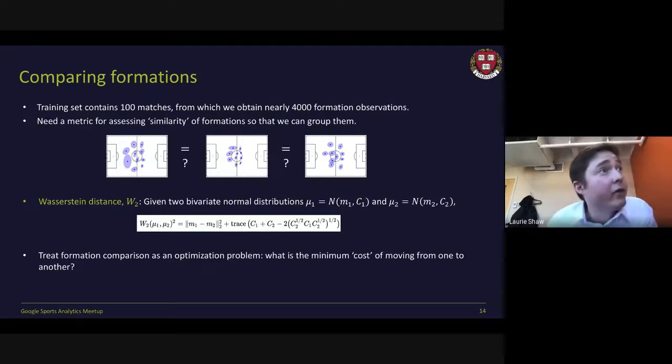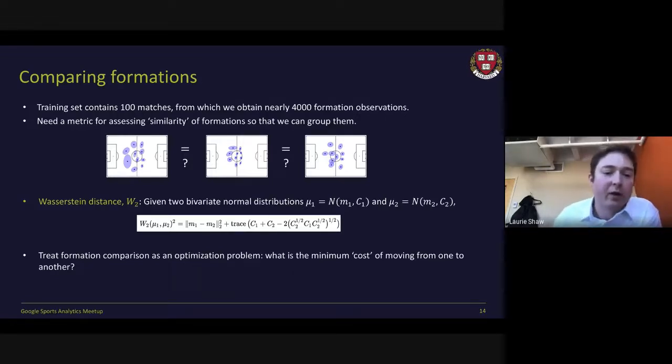In the trivial case in which we're just looking at point particles, the covariance matrices disappear and you're just left with the L2 norm of the distance between the two means. Obviously, there's X and Y coordinates here. In practice, each formation observation consists of a set of 10 bivariate normal distributions. So really the task here is to try to understand how do we pair one player or one role in one formation to the other, such as to minimize the sum of the Wasserstein distances between the two formations.